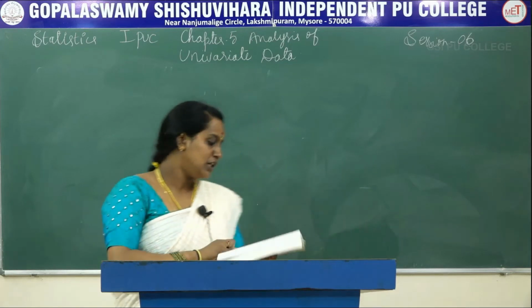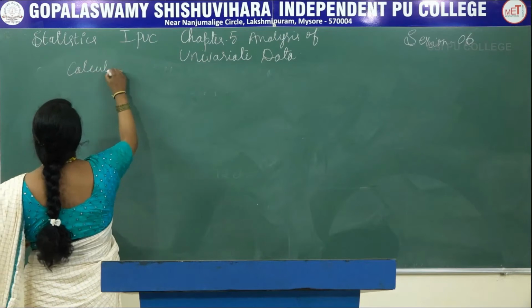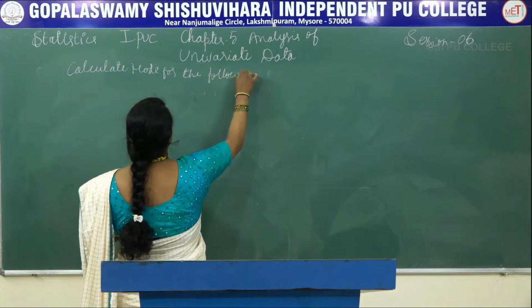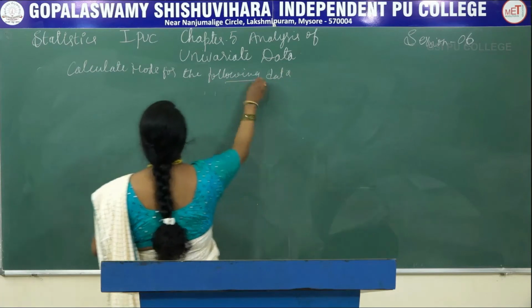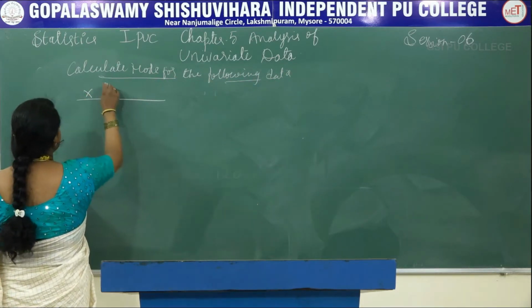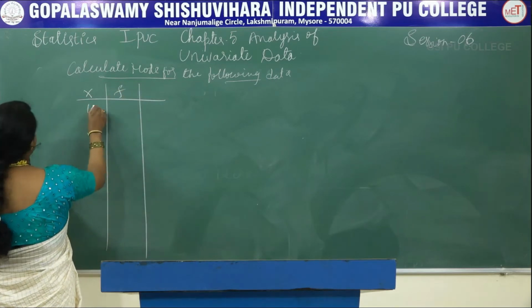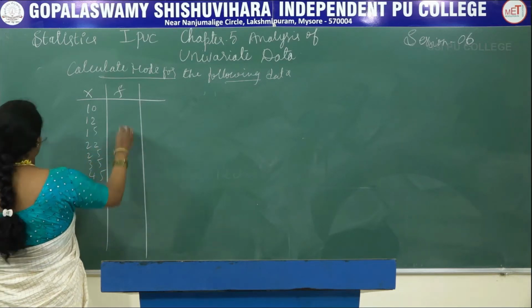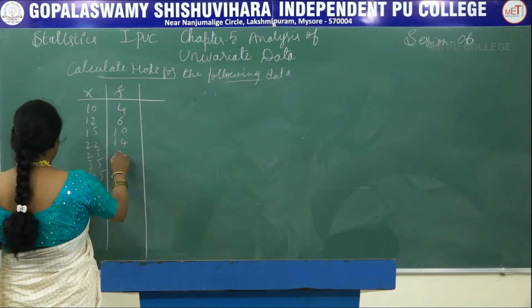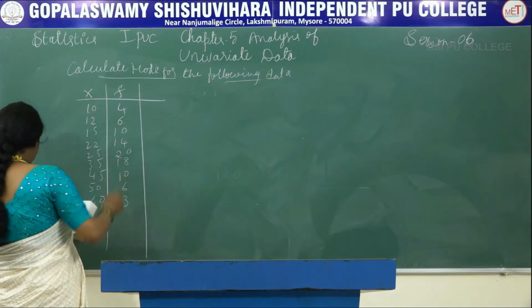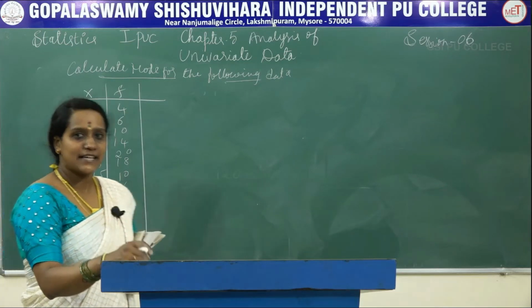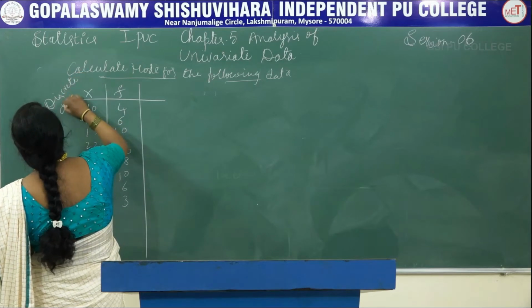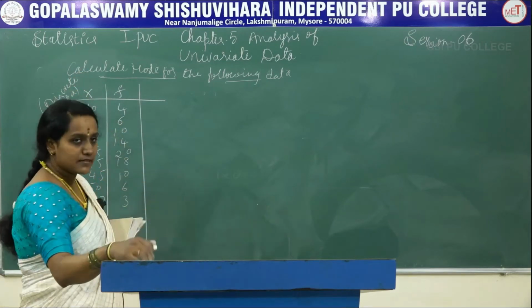And next, for grouped data, we have to calculate the mode. Calculate the mode for the following data, X and F. We know that this is discrete data, or in grouped data it is a discrete type.